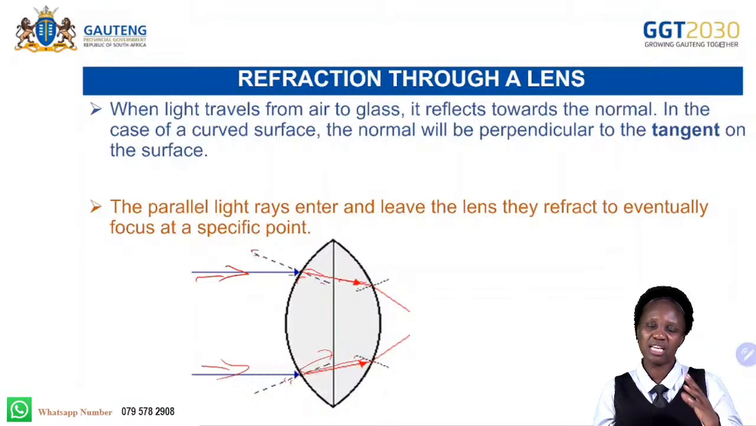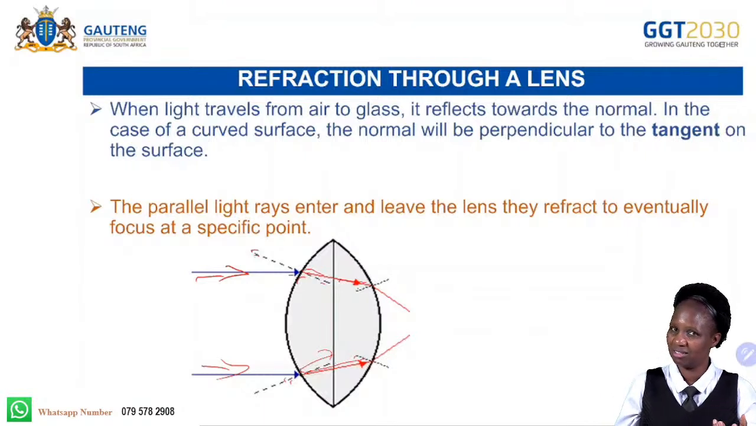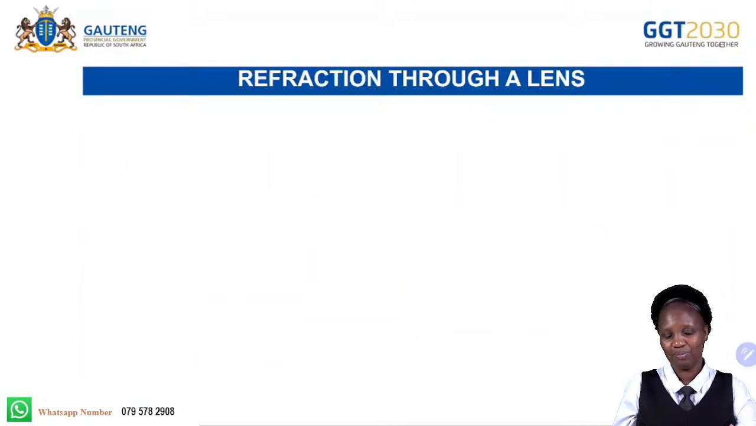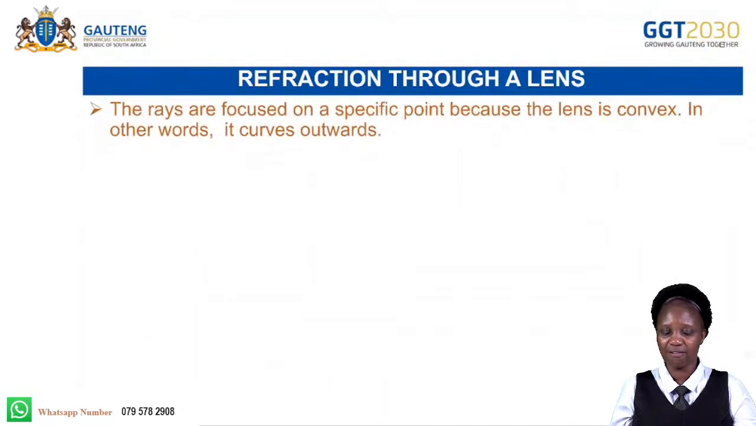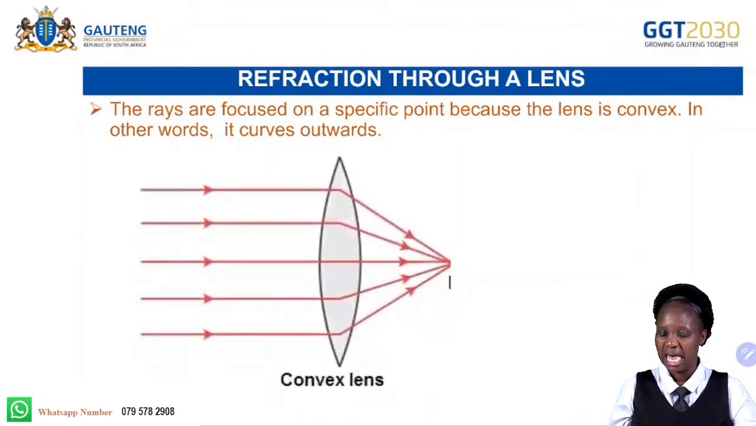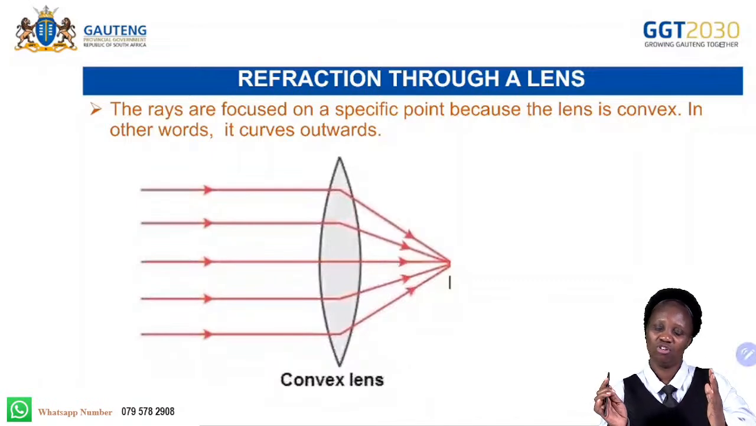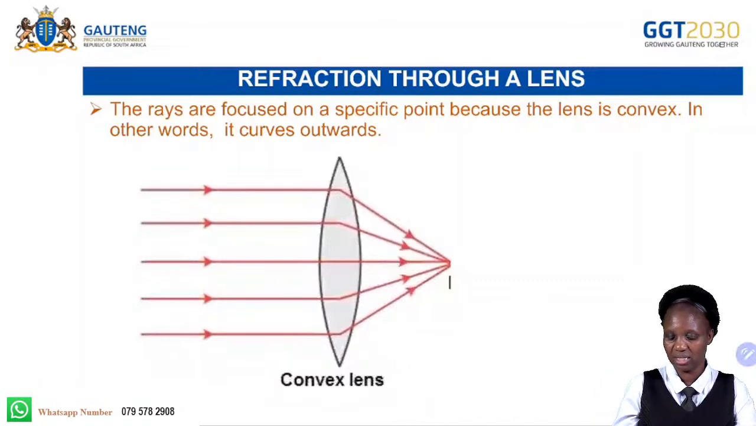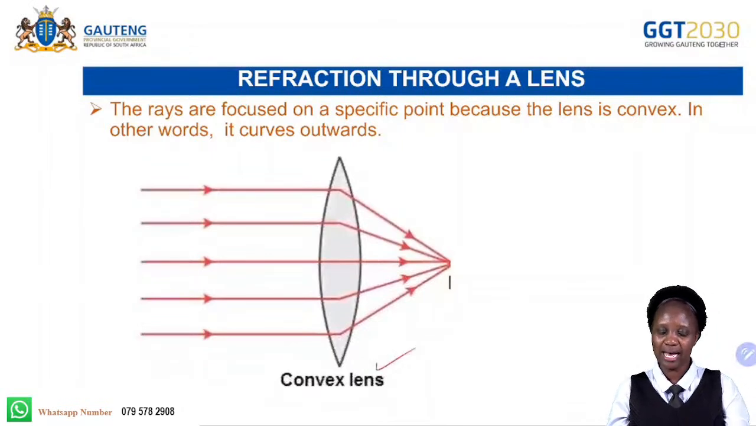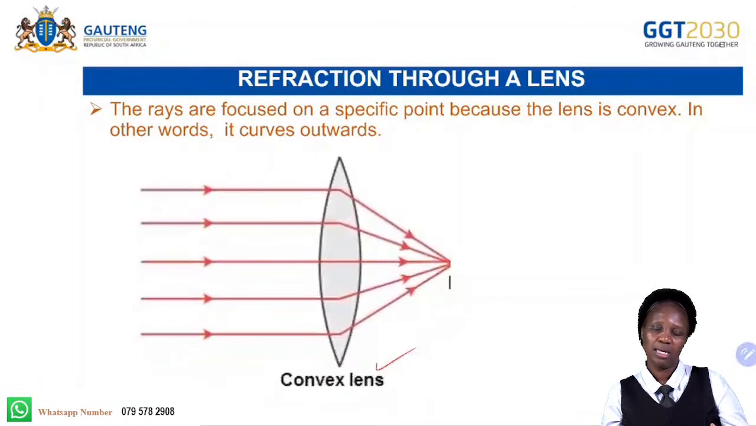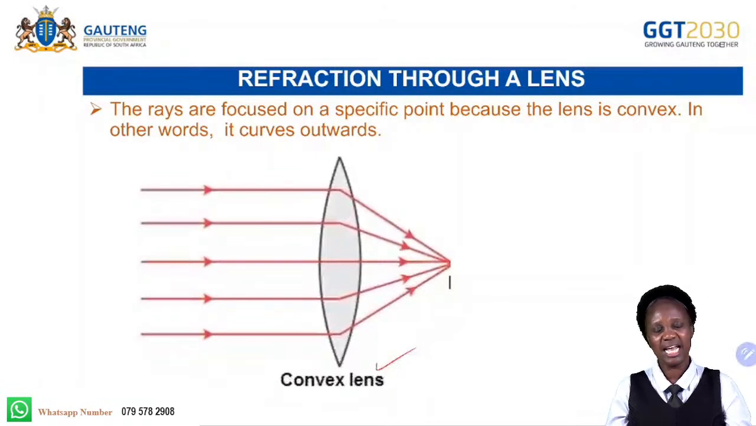All right. That's why we've got concave lenses and convex lenses. You remember those? Good. The rays are focused on a specific point because the lens is convex. In other words, it curves outwards. Okay, it curves outwards. This is the convex lens here. All right. But look at the incident rays going in and look how they refract to a point.